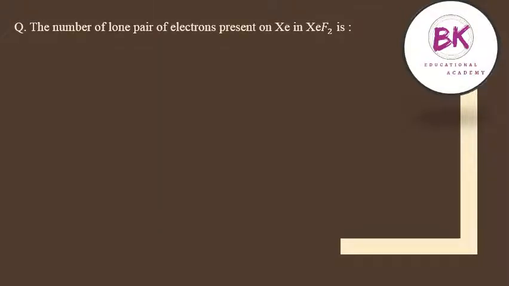Now the next question is: the number of lone pairs of electrons present in xenon in the XeF2 molecule is? Options are 1, 2, 3 and 4. As we draw the structure of XeF2, the structure of XeF2 is a linear structure. It has a linear geometry, and the 2 fluorine atoms are linked by a single bond with xenon.